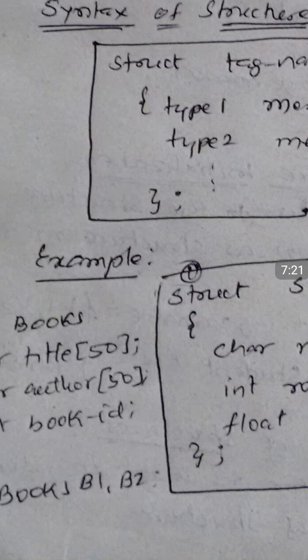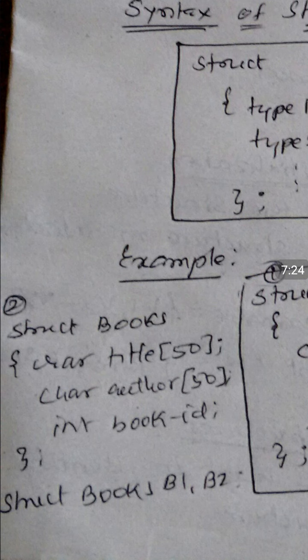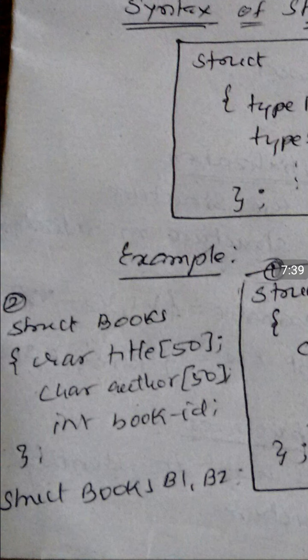Another example I have given is struct, the reserved word, followed by the structure name books. In this books structure, the title is used, the author name is used, and the book ID is used. The title and the author name are arrays of character type, and the book ID is an integer. So here books is the structure type, having the variables called b1 and b2.